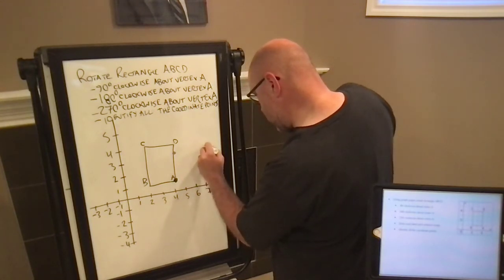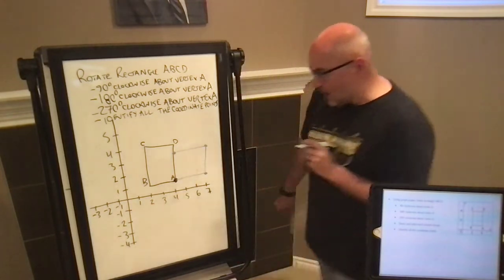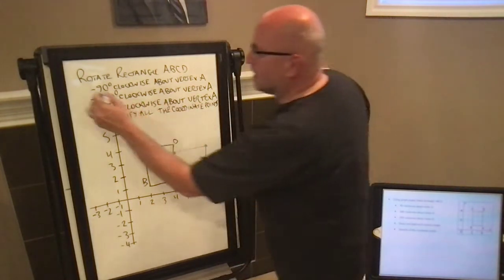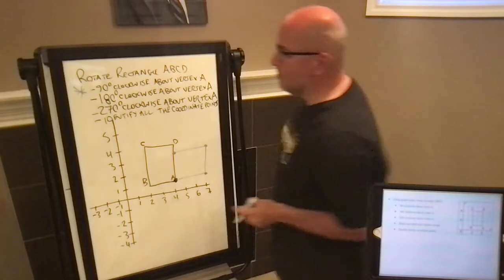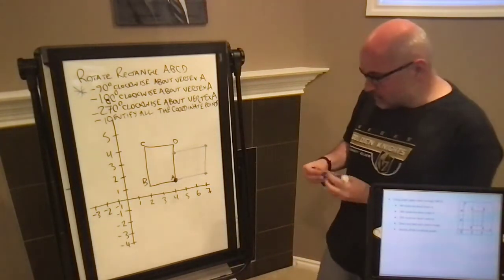And then there's my points there, and then I'm just going to draw my rectangle off to the side there. So there's my first one. That's going to be blue. So blue is going to be my 90-degree rotation on there. That looks good. Now let's take a look at my next one.